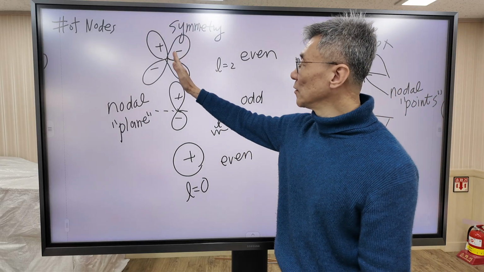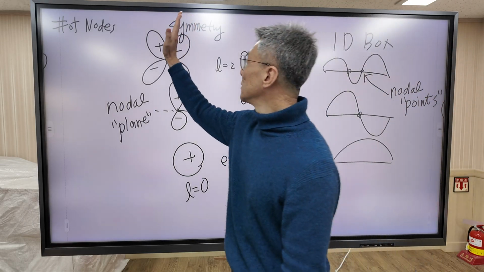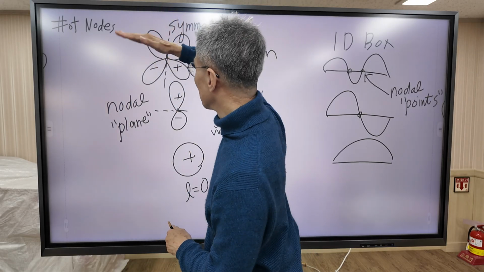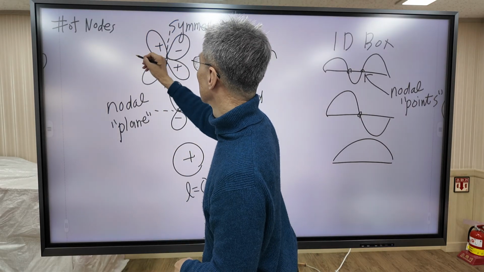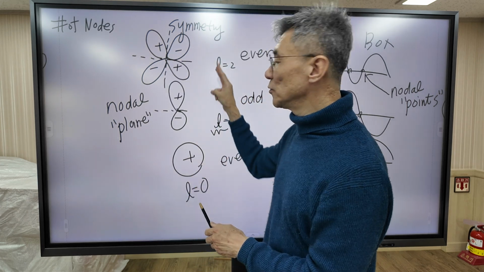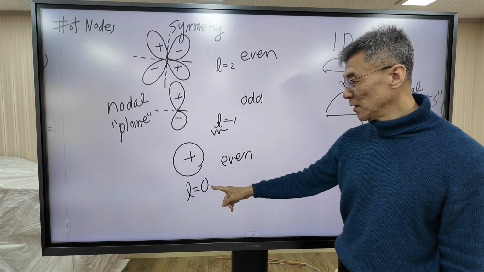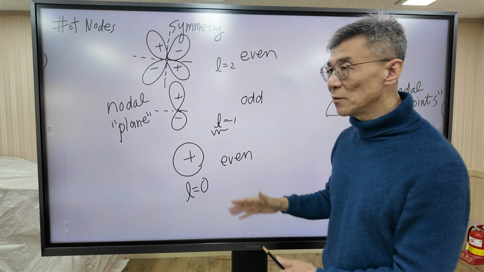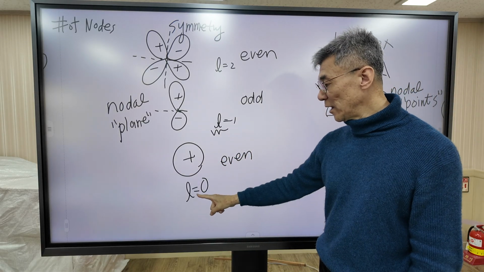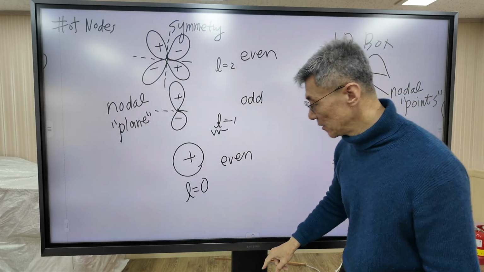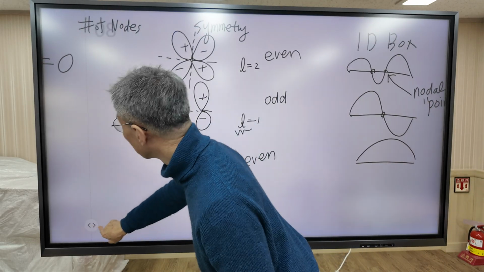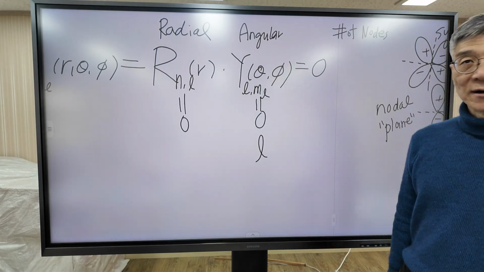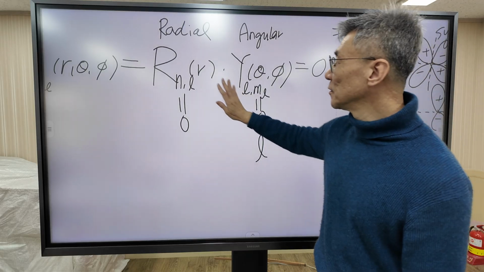How about the d orbital? We have two nodal planes. This direction, this is a nodal plane, and a second plane here. So we have two nodal planes. How about this orbital? There are no nodal planes, so 0. So the number of nodal planes is exactly equal to the angular momentum quantum number, right? So the number of angular nodal planes is equal to L, right? Now let's move on to radial nodes.